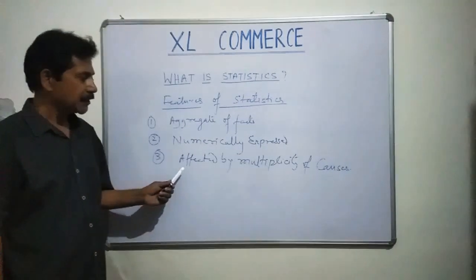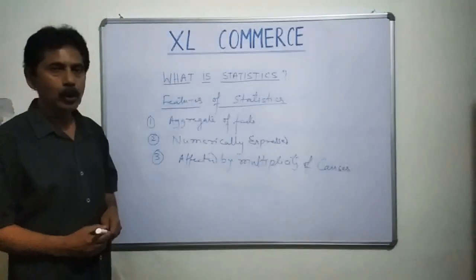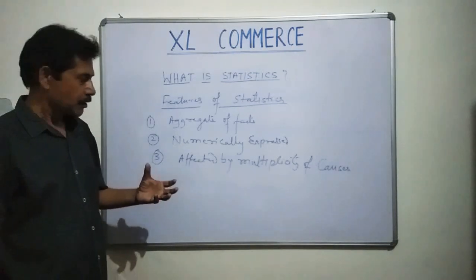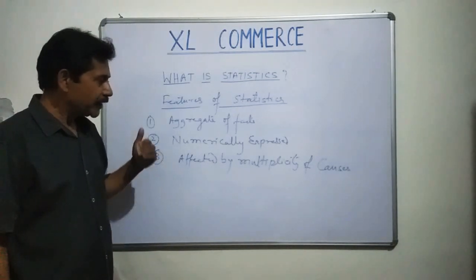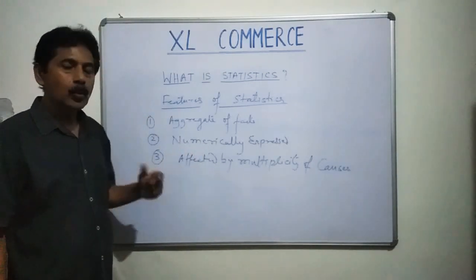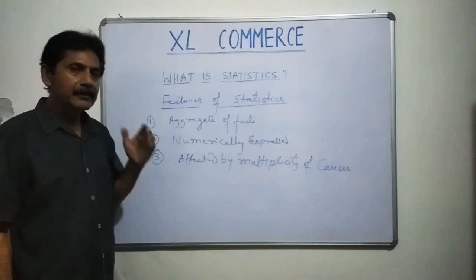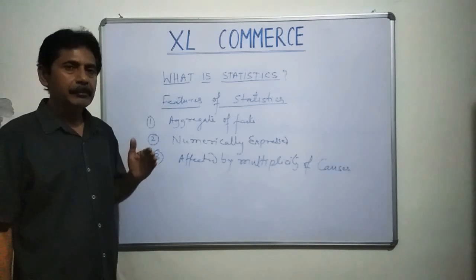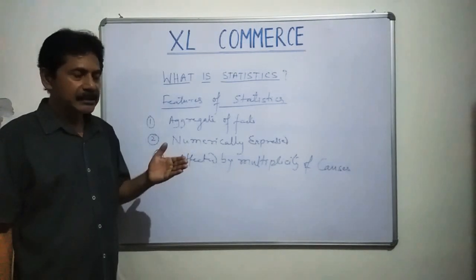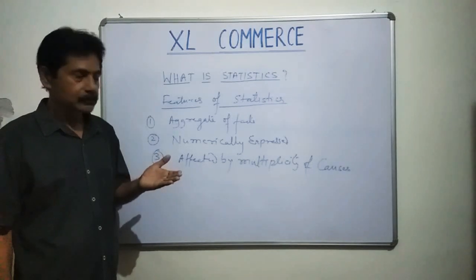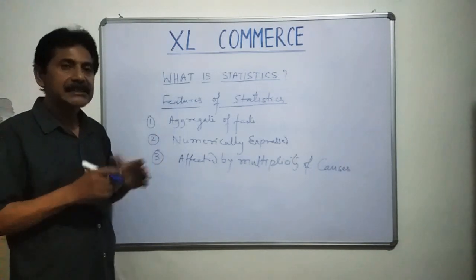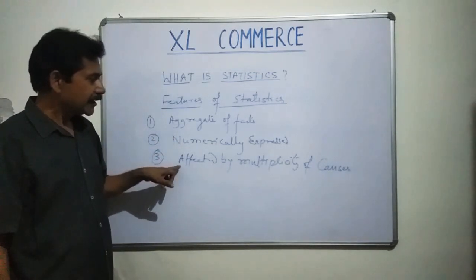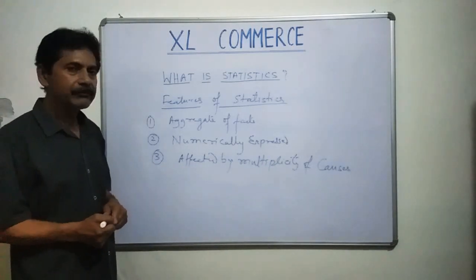The third point is affected by multiplicity of causes. Means, what are the causes? When the causes are applied, what are the changes and effects? Say for example, if there is 30% rise in the price of rice, then there are just so many factors involved why the price has risen. So all these factors are considered. That is why we can say that it is affected by multiplicity of causes.